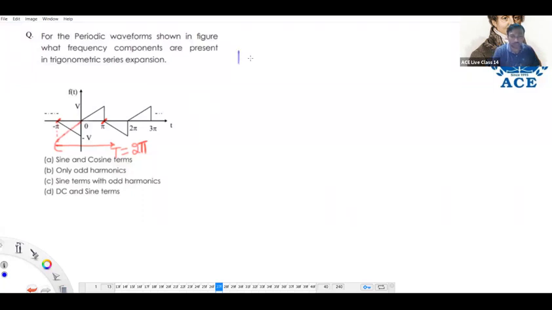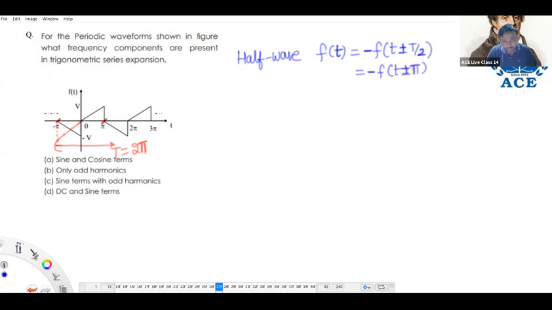What is the half wave condition we observed in the table, sir? f of t must be equal to minus f of t plus or minus T by 2. As the time period is 2 pi, the half period is pi. To check half wave symmetry, if you take one half as reference, from that we have to generate the other half.